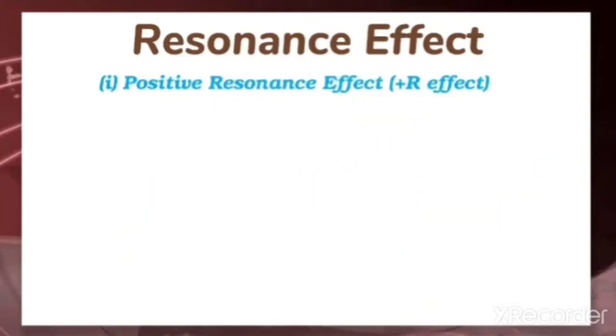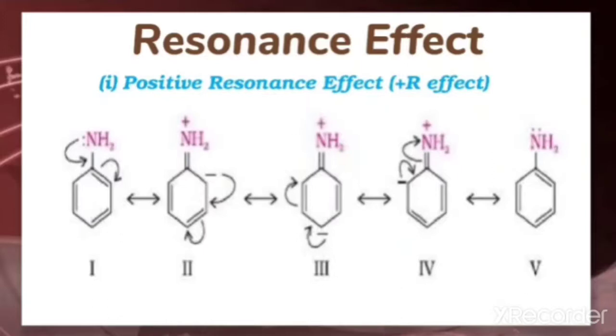So resonance effect can be discussed in 2 types, the first being the positive resonance effect. Better we take the example of aniline. These are the resonating structures of aniline. Now when we look at the structures, these are the second, third and fourth structures. There is a shifting of electrons. There is one lone pair on this nitrogen that gets shifted to this bond, so now it forms a double bond here. When the double bond is formed here, the electron of this bond gets shifted on to this carbon.